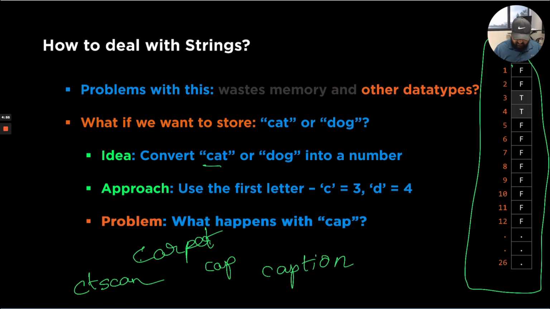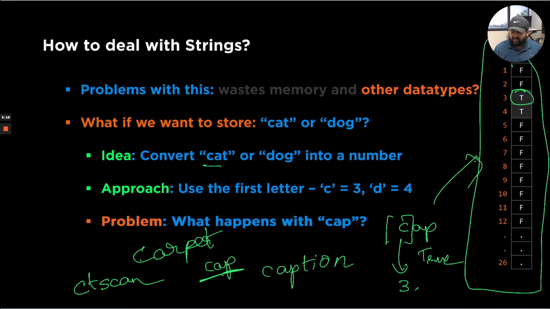Now if I have cap, and I want to search for cap in this set, I'll extract the first letter and turn that into a digit, which is going to be 3. I'm going to see if the value at that digit is true. That's the case, so I'm going to return true, meaning cap is there in this database. But actually it's not there, because we just stored cat.